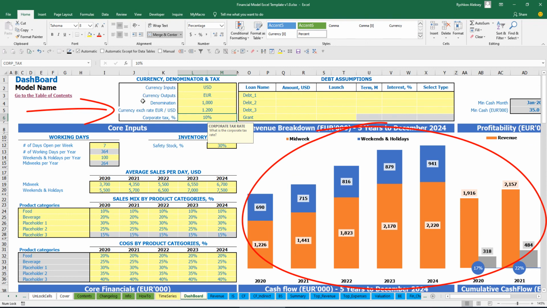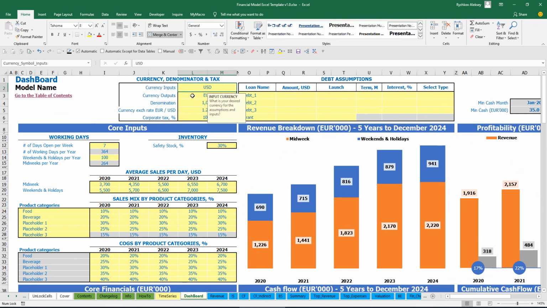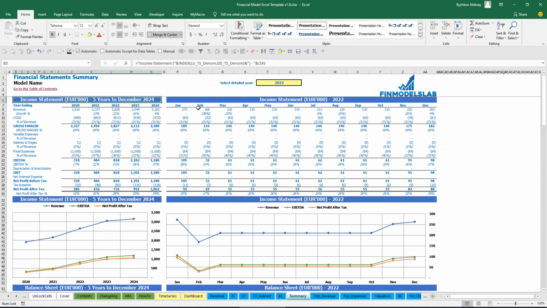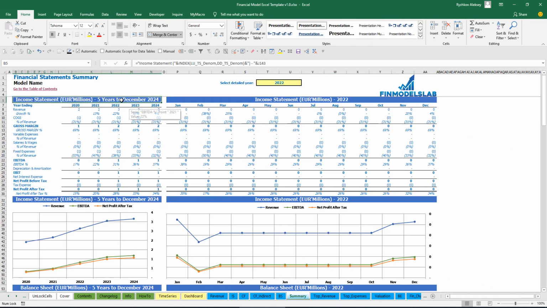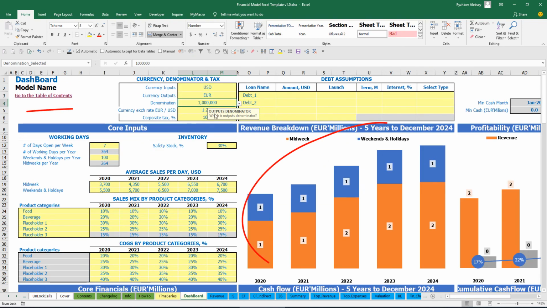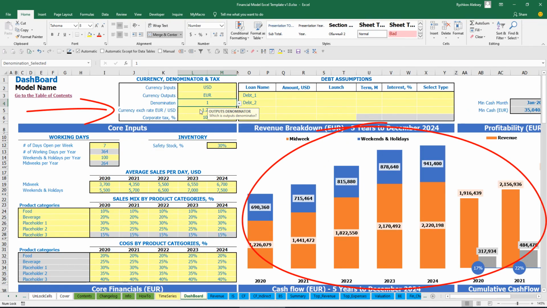In this case you will have in the model all your inputs in United States dollars, all your outputs in euros, and there will be a conversion rate between currency inputs and currency outputs. Additionally you have denomination, which means that you can denominate all your outputs on the reports. In this example the denomination is 1000, meaning that your outputs are denominated by 1000. You can select millions. You may see that now it is in $1,000,000. You can also set billions or no denomination.